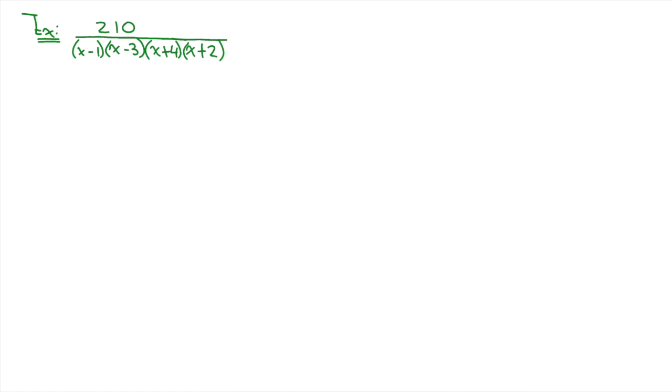All right. How does this break down? A over x minus 1, then B over x minus 3, and then C over x plus 4, and then D over x plus 2.